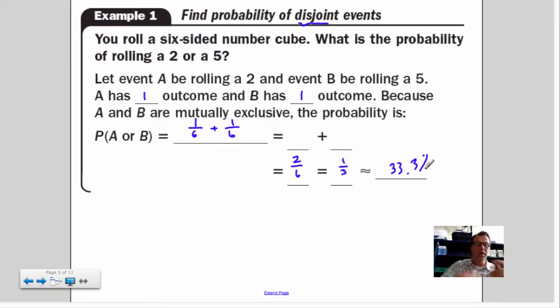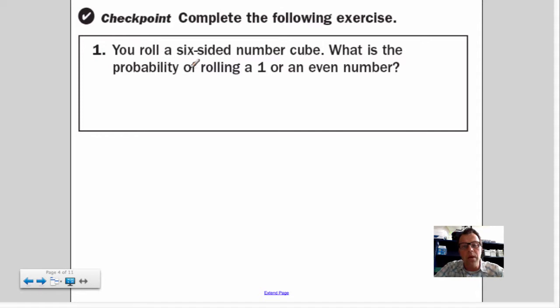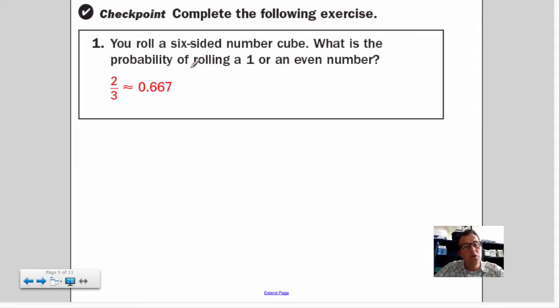Right, so these are just disjoint events. Again, "or" is always add, or you add up the possibilities. So here you can try one. What's the probability of rolling a 1 or an even number? See if you can get that. And hopefully you got 2/3. There is 1 out of 6 to get a 1, and an even number would be 3 out of 6. And there's no overlap, so I just get to add them up and get 4/6, which is 2/3, or 0.66, or even better, 66.7%.